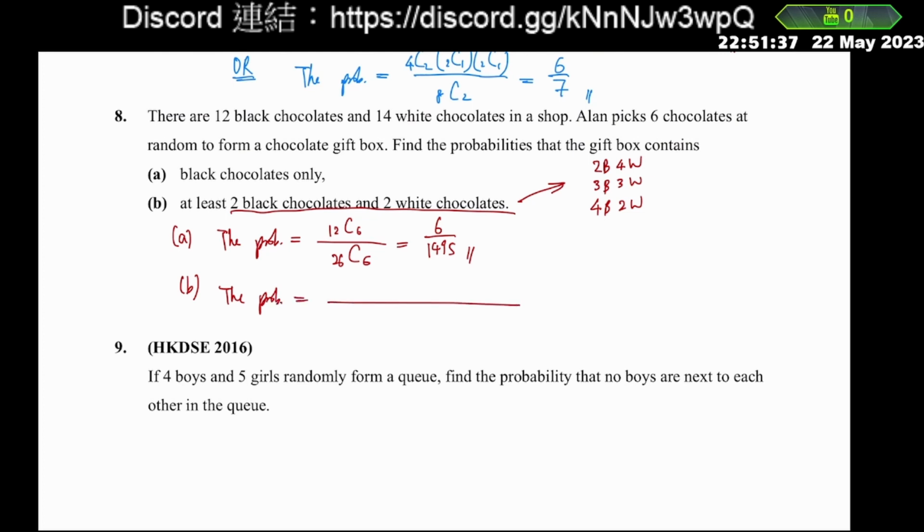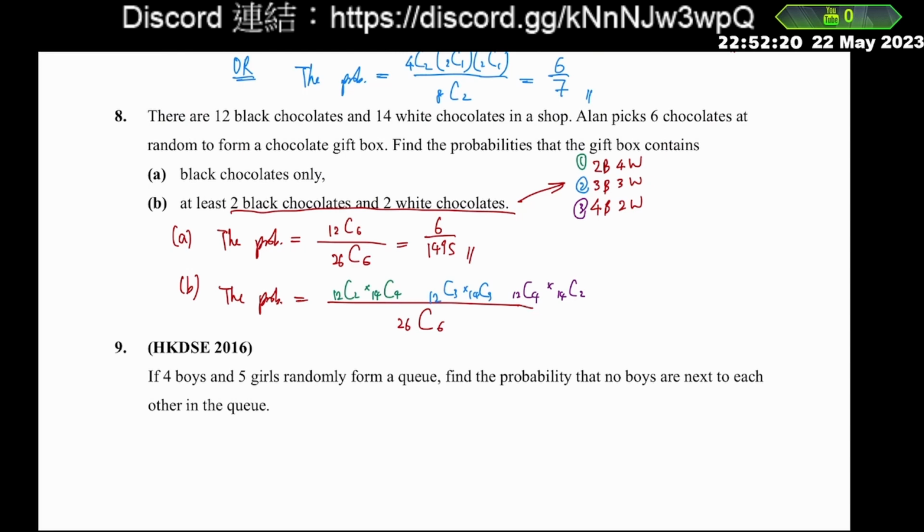So again, the denominator will be 26C6, while we put the cases one by one, case 1, 2, 3. I put them in different colors. Case 1, the first one, 2 black and 4 white. The second one, 3 black and 3 white. And finally, 4 black and 2 white.